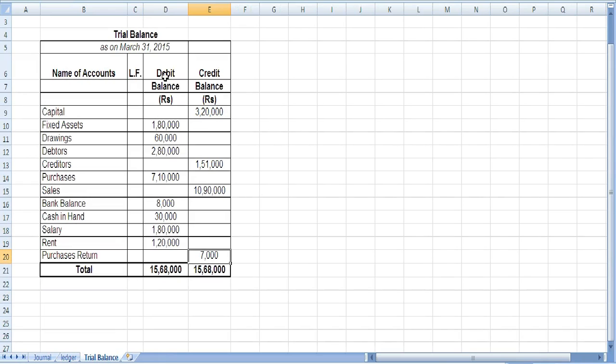And then we have the new purchase return here, that is 7,000. So this is the redrafted trial balance after correcting the unrecorded items. So this is how you have to make the trial balance after rectifying the errors. I hope you all understood. Go through this again and again, and have a good day.